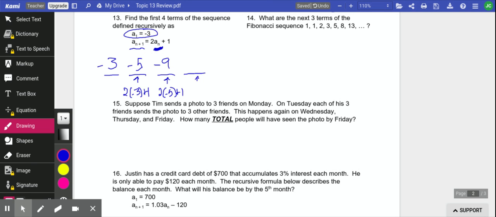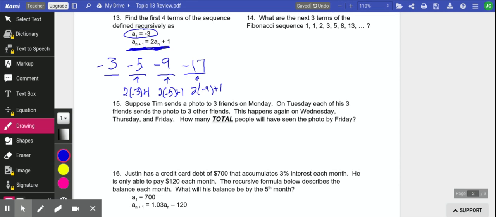And then to get this number, we're going to take 2 times the number before and add 1, which gives -17. Okay, so that's what this statement was telling you. To get any term, you take 2 times the number before and add 1. And that's a recursive formula.